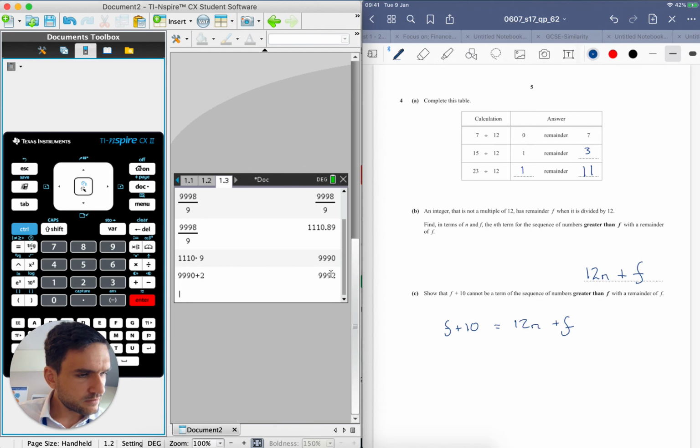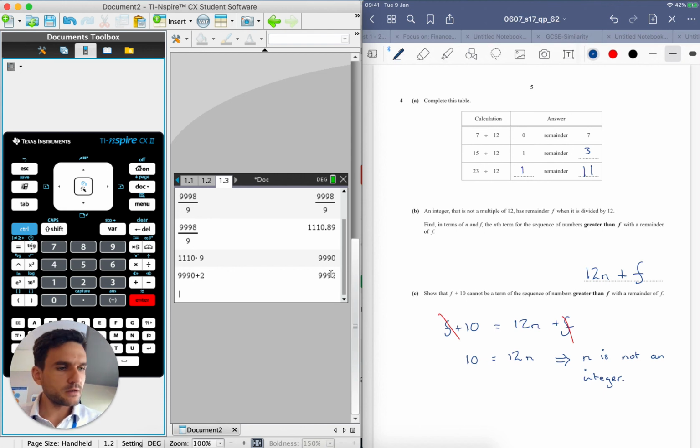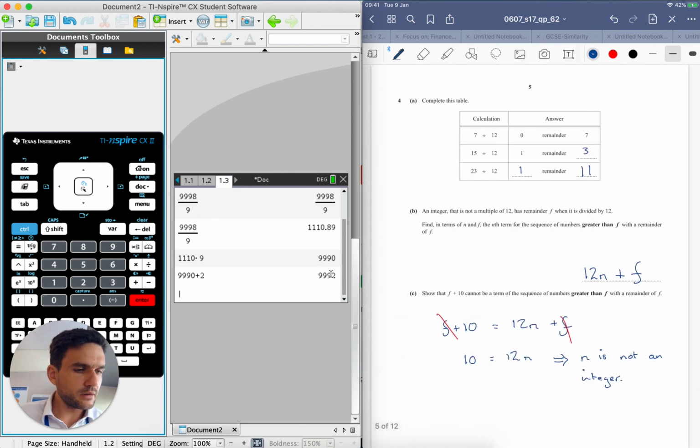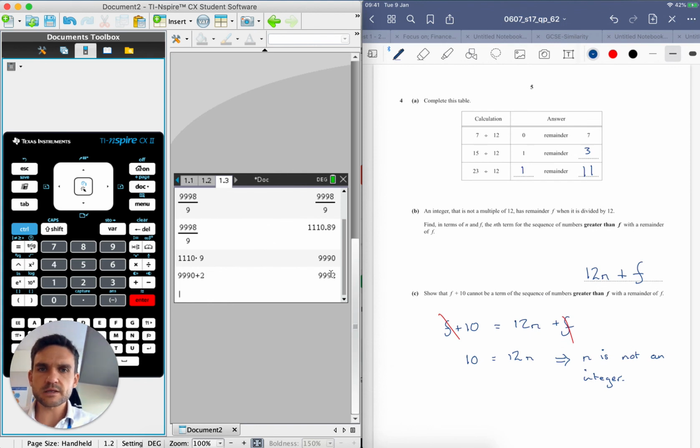Now, that's quite an easy thing to look at. We can subtract f from both sides, and we get 10 is equal to 12n. Which is implying that n is not a whole number, or not an integer. Oof, that was quite tough to finish with, and that's us done there.